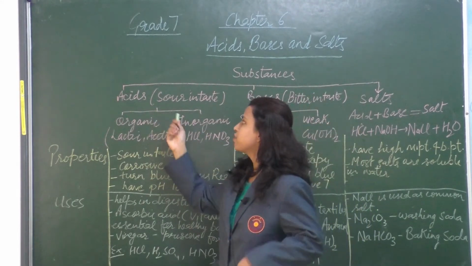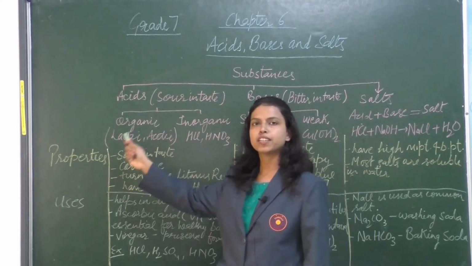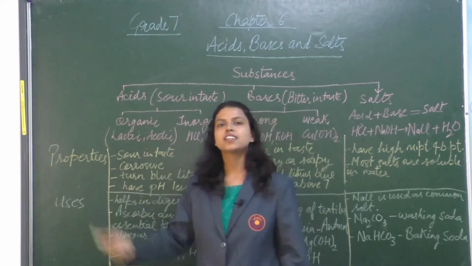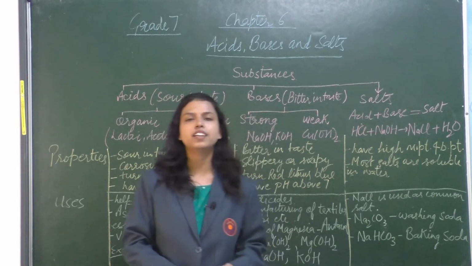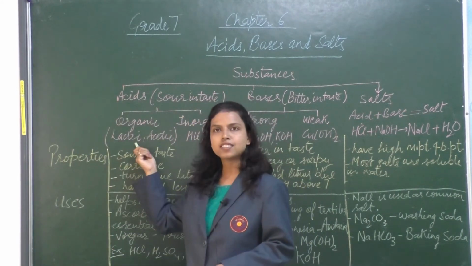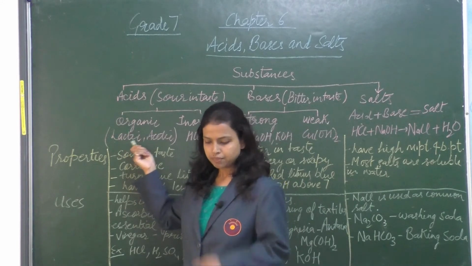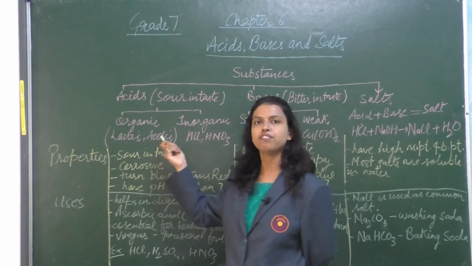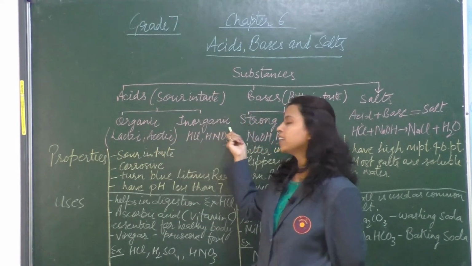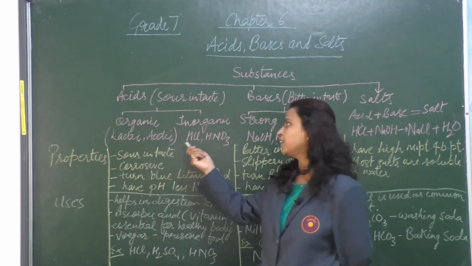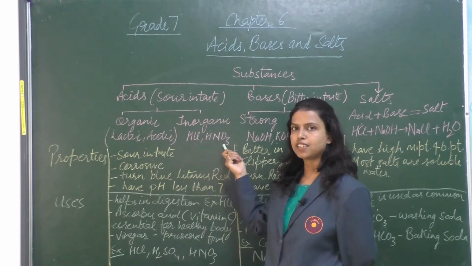Then acids can further be classified into two categories: organic and inorganic. Organic acids are found naturally in plants and animals. For example, lactic acid is found in sour milk. Then acetic acid is found in vinegar. Then inorganic acids are derived from minerals. For example, hydrochloric acid and nitric acid.